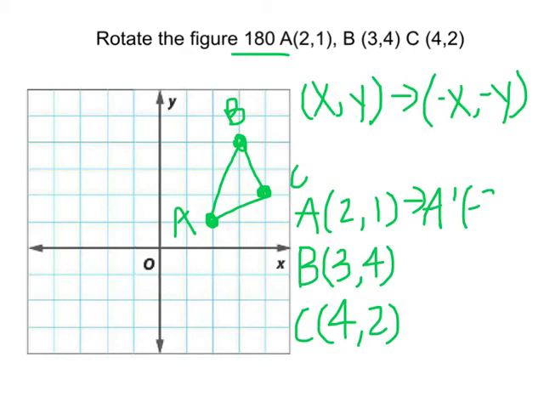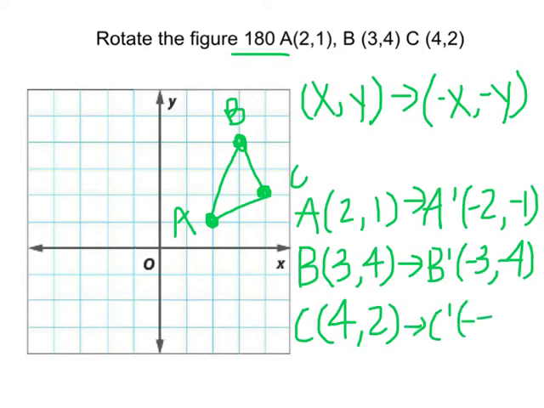A prime becomes -2, -1. We're just multiplying all of the numbers by -1. So B prime is -3, -4, and C becomes -4, -2. So if we graph the rotation, it would be -2, -1, A prime, -3, -4, B prime, and -4, -2, C prime.